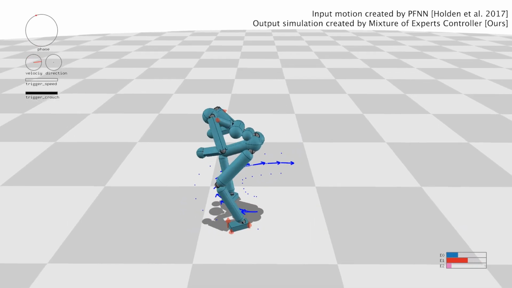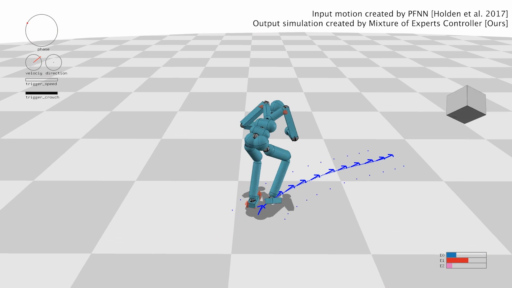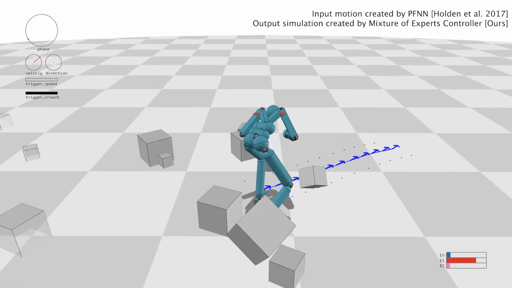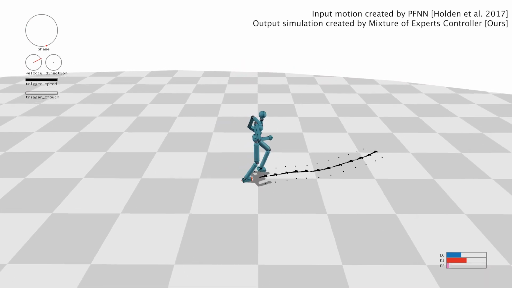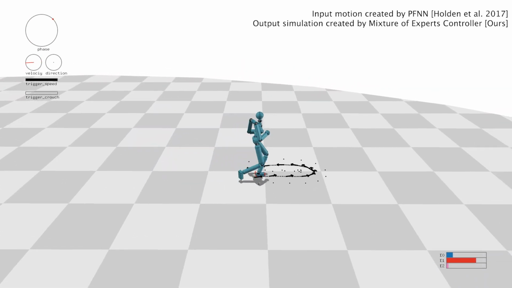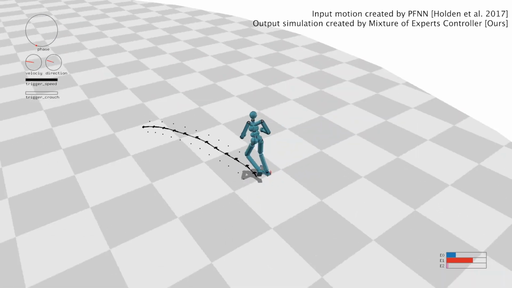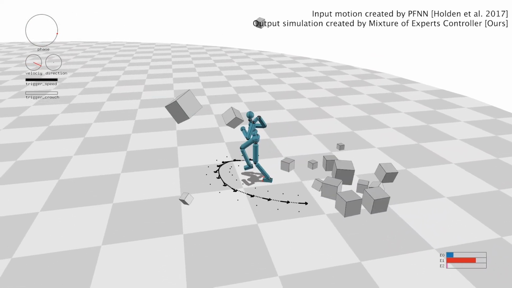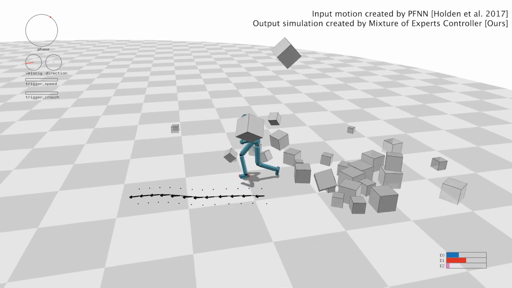At runtime, we use joystick and button inputs to interactively control the character, thus generating reference motion. Our controller produces simulated motion for the character by following the reference motion. Blocks are thrown at the character to test robustness to external perturbations. When the perturbations are extreme, the character eventually falls down.